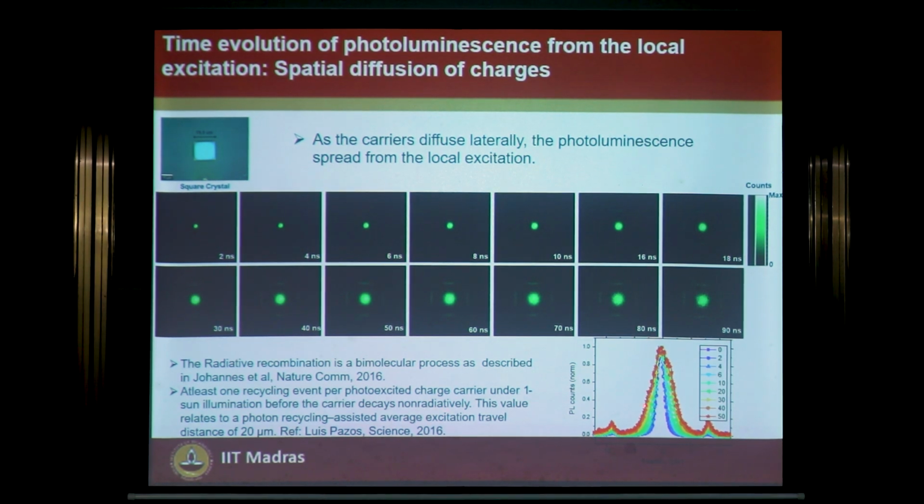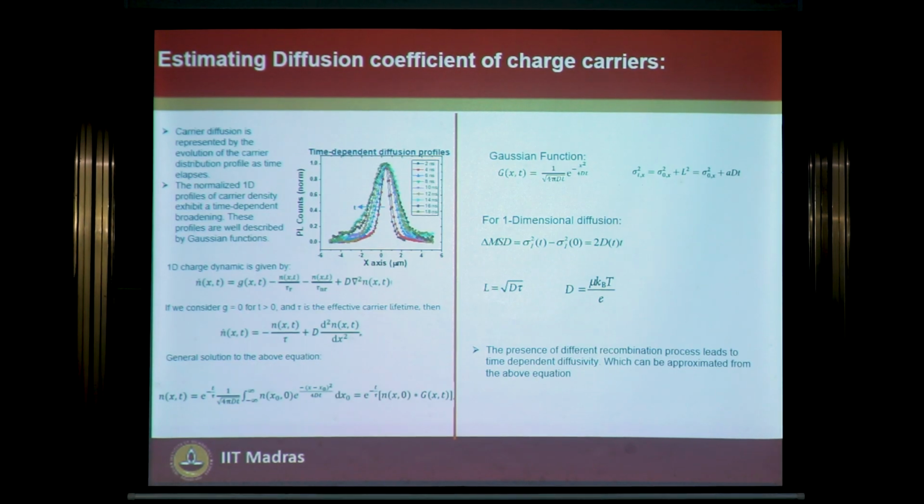So what we have done, we took out a profile across the center of this circular spot which is expanding, and we use simple mathematics. If you consider this evolution as one dimensional charge motion in the system, you can get rid of many terms. For example, after the pulse arrives, there is no generation term, so we can get rid of generation, and if we take the radiative and non-radiative effective lifetimes and reduce them to tau, we end up with a very simple equation.